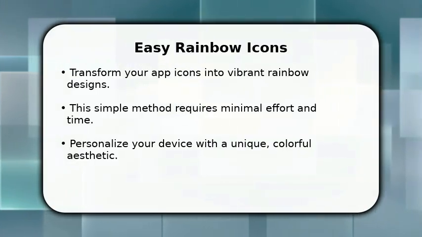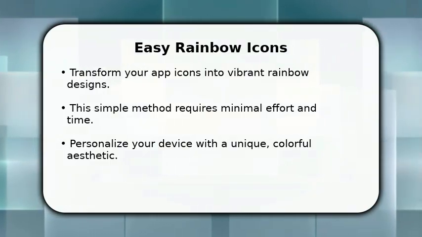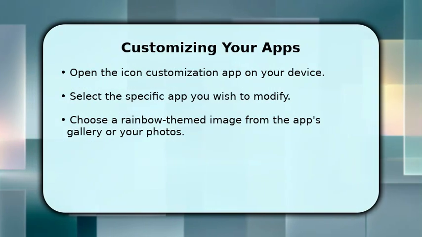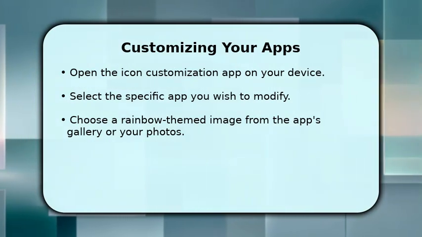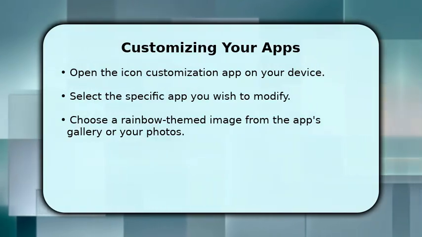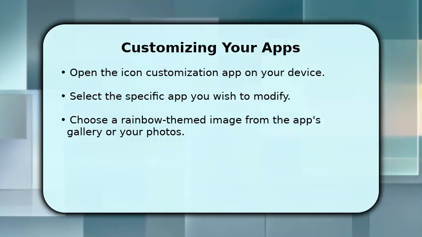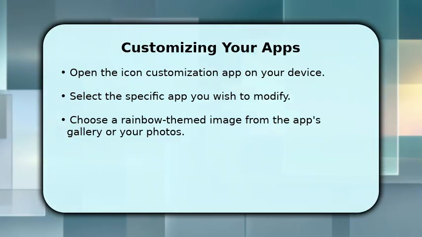Once installed, open the app and grant any necessary permissions to begin the process. Now, let's dive into the customization. Within the app, you'll find a list of all your installed applications. Tap on the one you want to give a rainbow look. The app will then present you with options to change its icon.